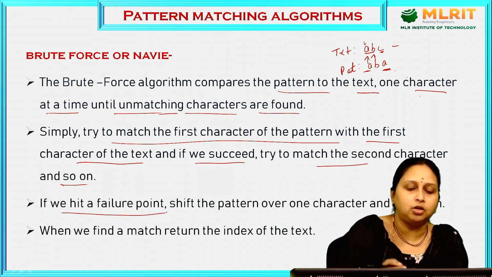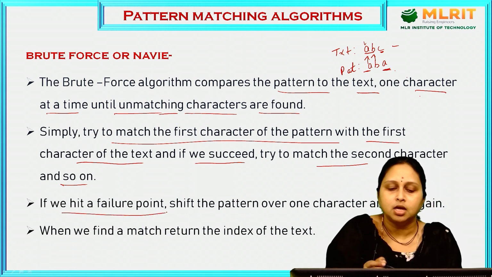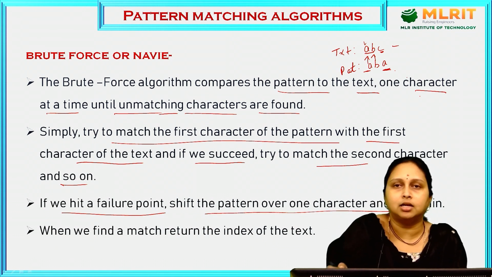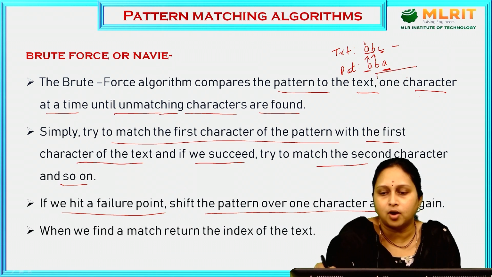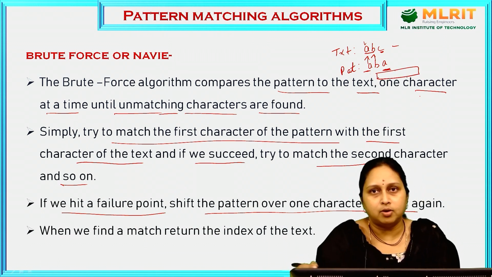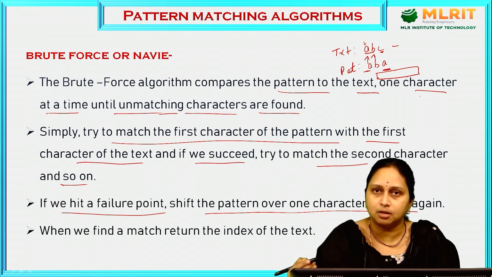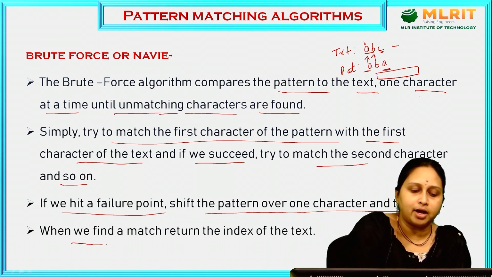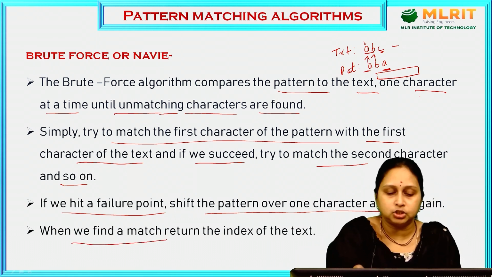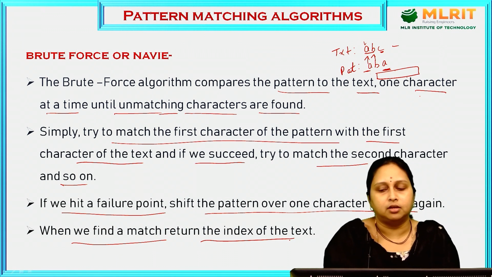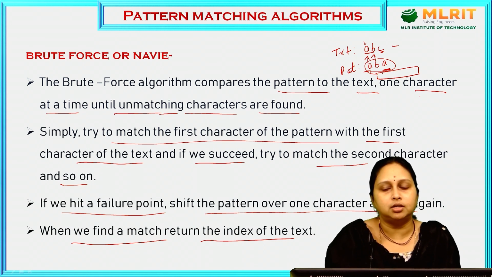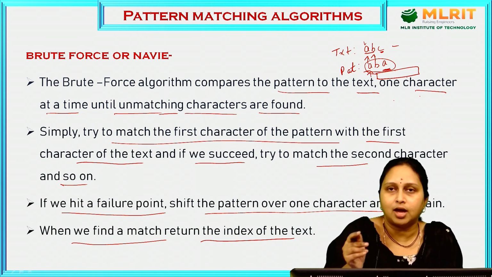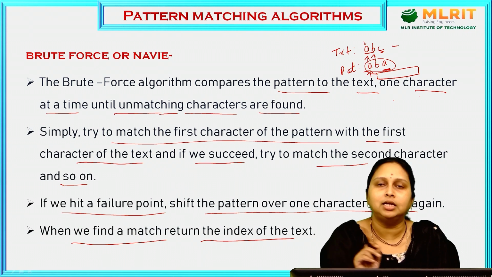If we hit a failure point, then what we do is shift the pattern over one character and try again. Again, I am going to shift by one position, right? One position, I shift the pattern, and again I check the same process, right? When we find a match, return the index of the text. When you find this particular pattern ABA, we return the starting index, where that particular pattern is starting.